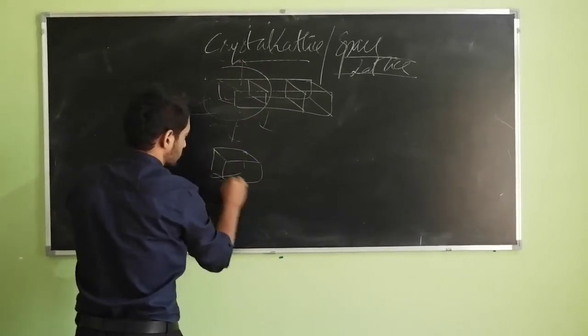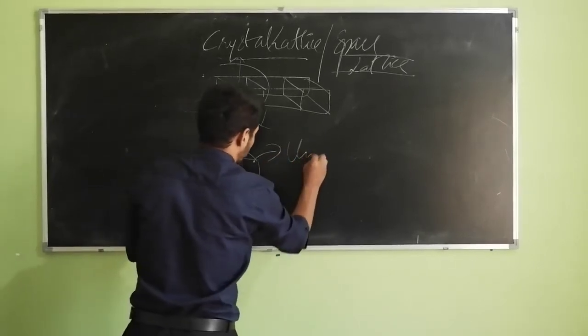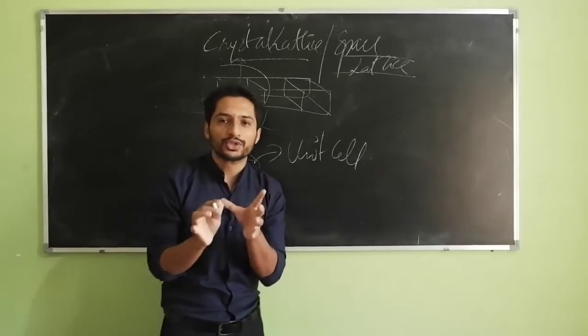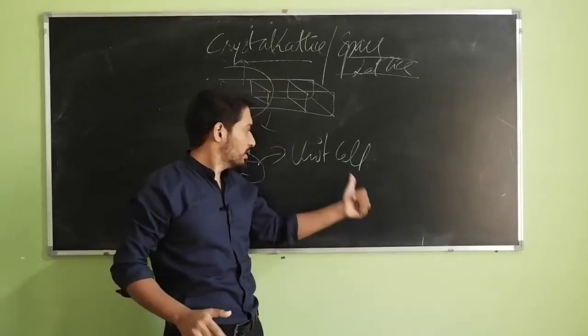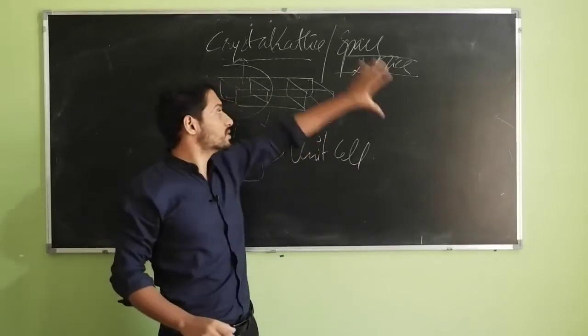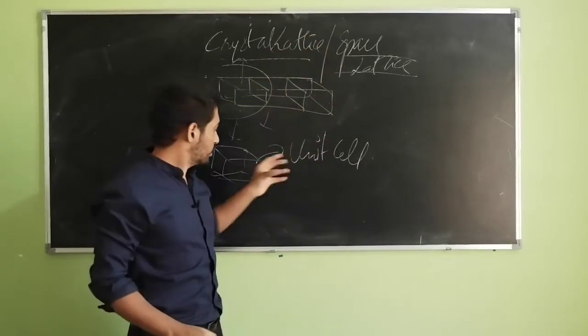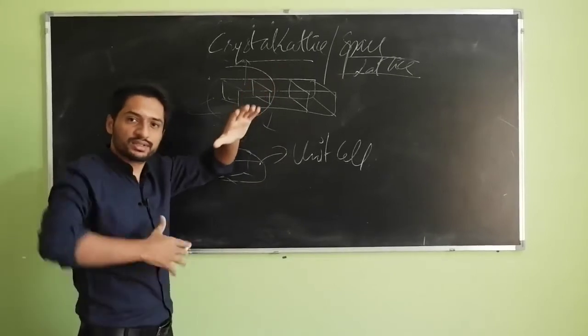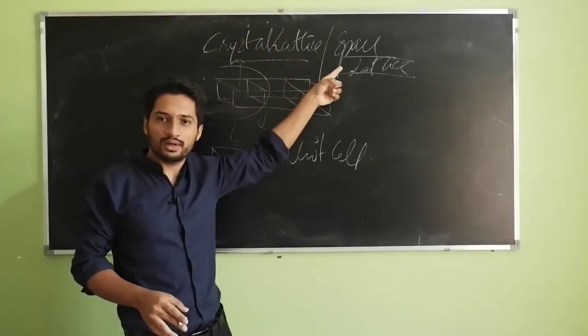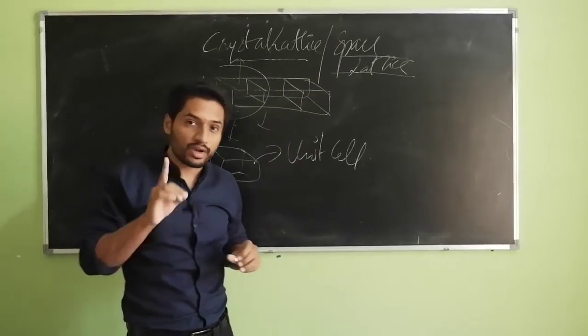So this is what we call a unit cell. How do we define a unit cell? The smallest portion of the crystal lattice, which when repeated in all the directions gives the whole crystal lattice. So if I repeat this upwards, sideways, downwards, it will give me the whole crystal lattice. Alright? So there should be no confusion.